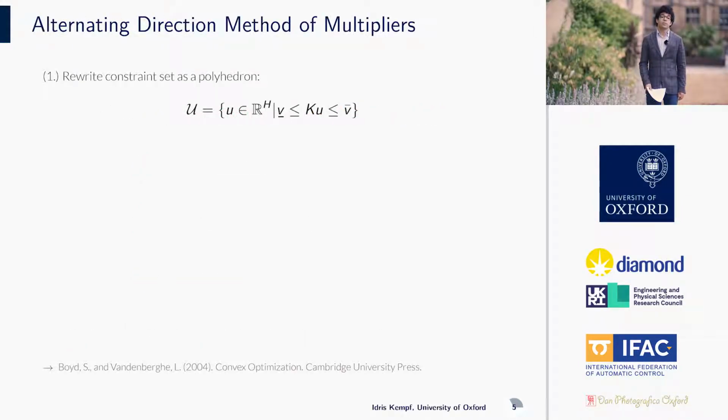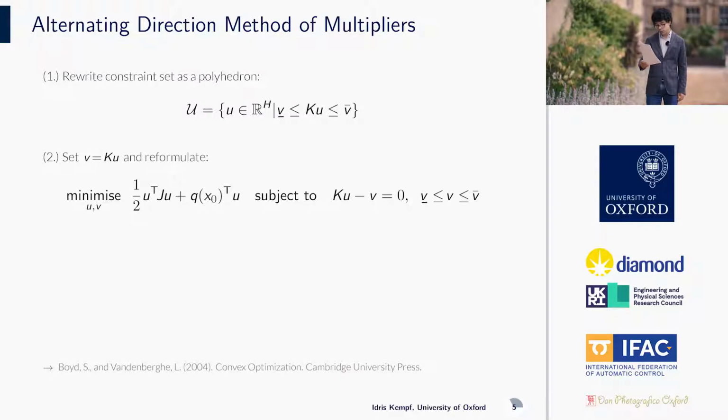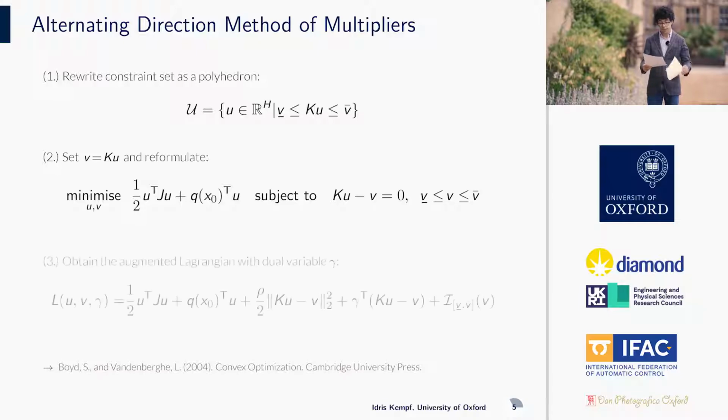The second algorithm we will look at is the alternating direction method of multipliers, abbreviated as ADMM. For applying the algorithm, we need to reformulate our problem. The first step is to rewrite the constraint set as a polyhedron. The second step is to introduce auxiliary variables v that account for the constraints. The last step is to assign the dual variables gamma to the equality constraints between u and v.